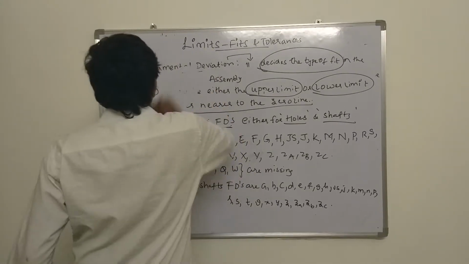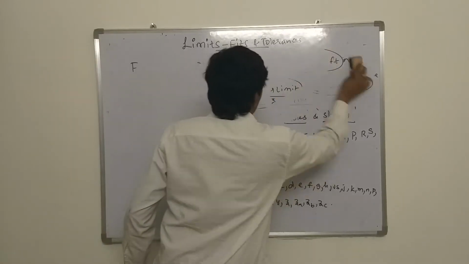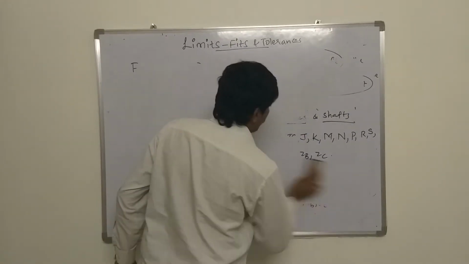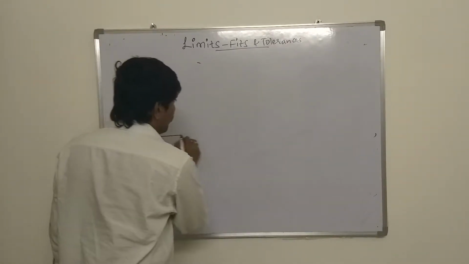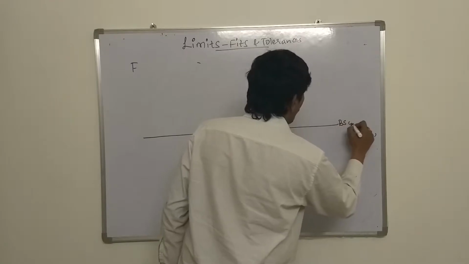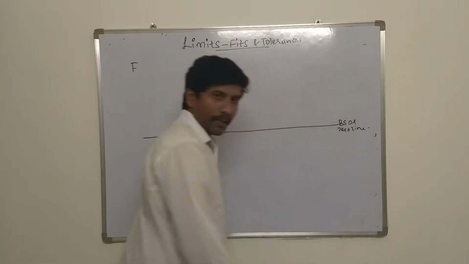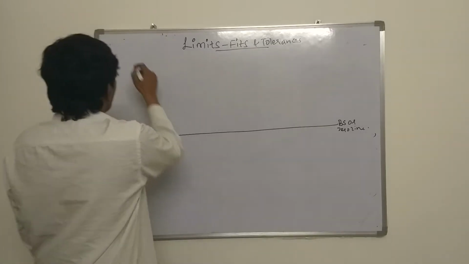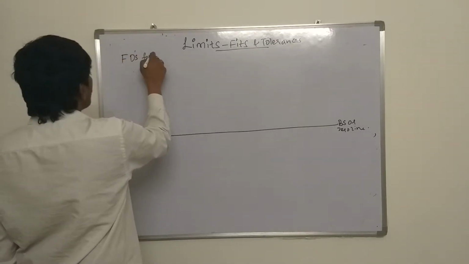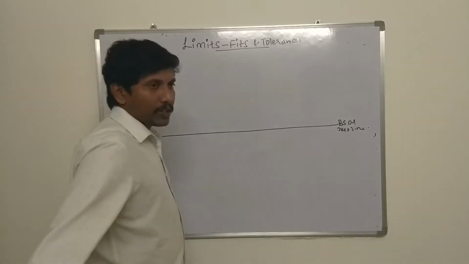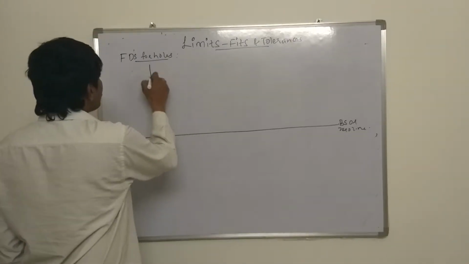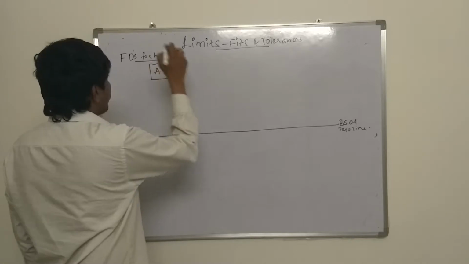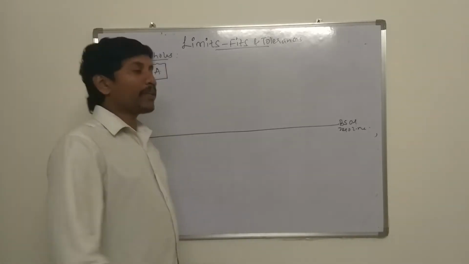If I take this line as a basic size or zero line, first I am drawing fundamental deviations for holes. Fundamental deviations for holes are represented by capital letters. Capital A hole will be having the largest fundamental deviation.